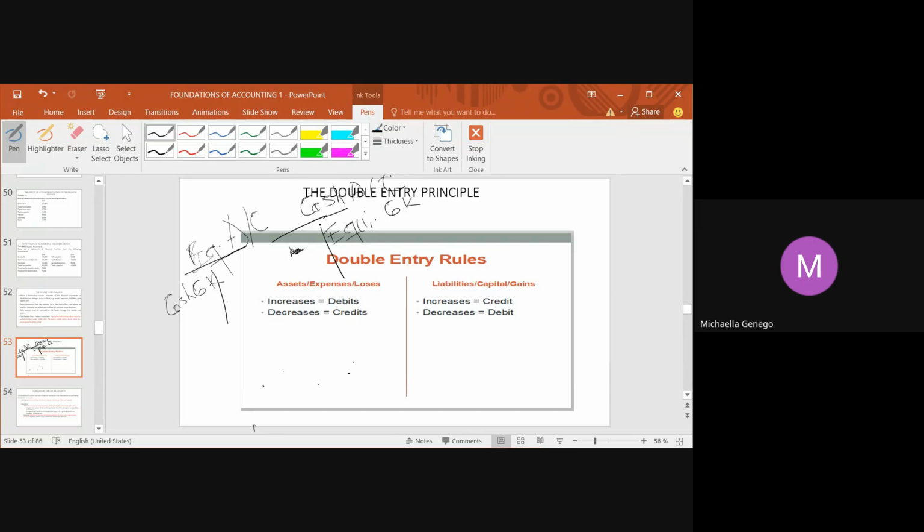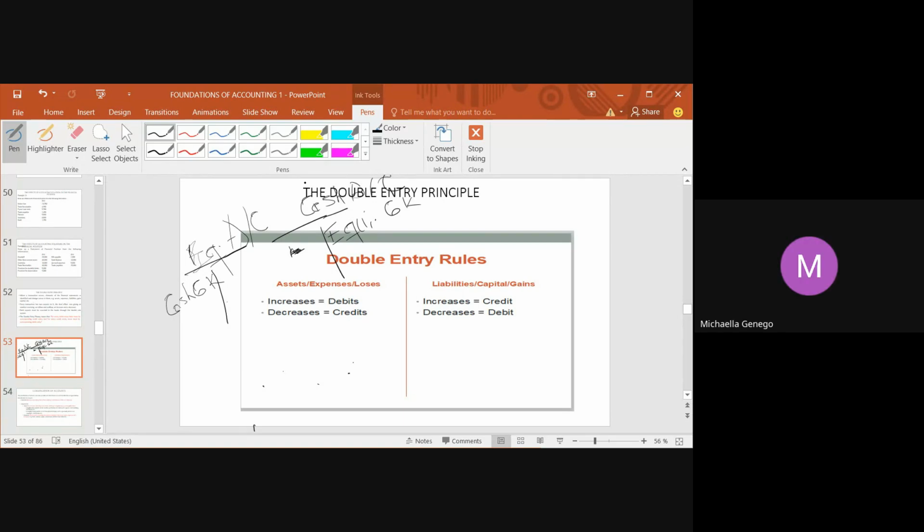Increase in liability would have a credit entry in the liability account. Increase in capital would have a credit entry in the capital account. Increase in expense would have a debit entry in the expense account. And increase in income would have a credit entry in the income account. And it's so the other way around. So the decreases will go to the opposite side. So just have that concept in mind.